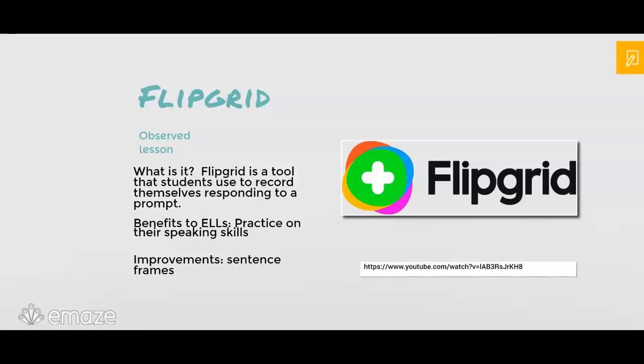Flipgrid. I observed a teacher teaching ELLs virtually through a recorded video on YouTube. He walked through how students log into Flipgrid using a computer and a cell phone. The prompt he gave his students was, "What have you been doing?" He provided an example video of himself answering the prompt. He also showed students how to record and how they can add filters and emojis.